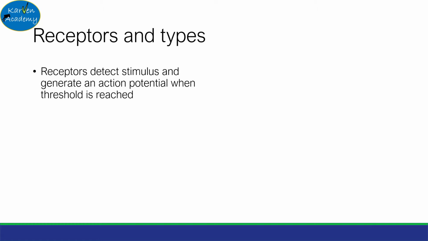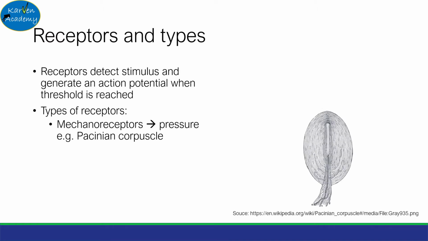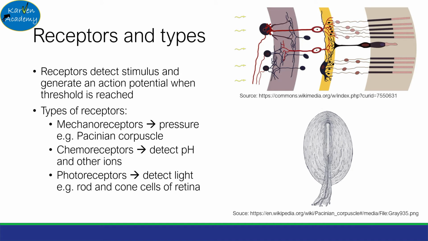There are many different types of receptors, but the key ones are mechanoreceptors, chemoreceptors, and photoreceptors. Mechanoreceptors detect pressure, and an example of this is the Pacinian corpuscle. Chemoreceptors detect change in pH and other ions, and photoreceptors detect light. Examples include rod cells and cone cells of the retina.